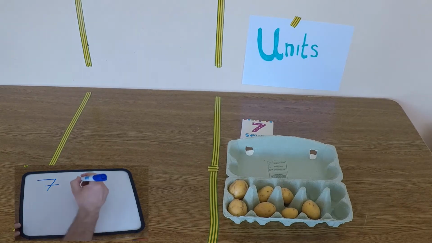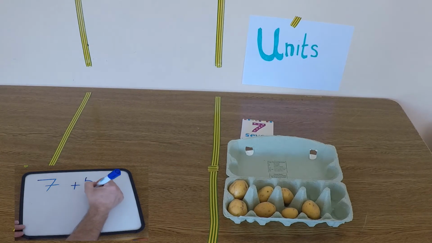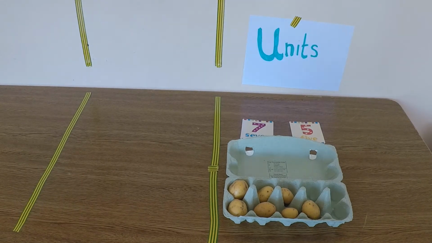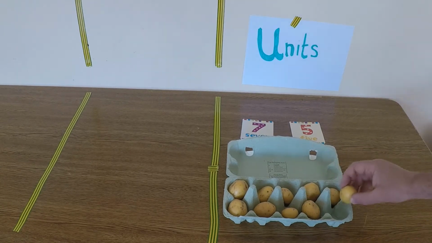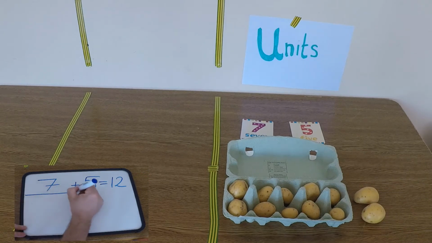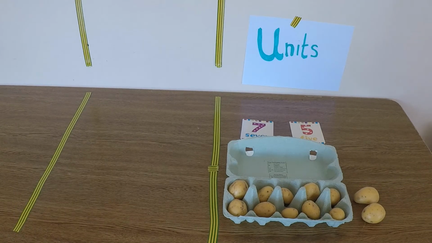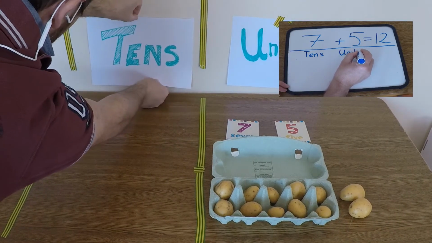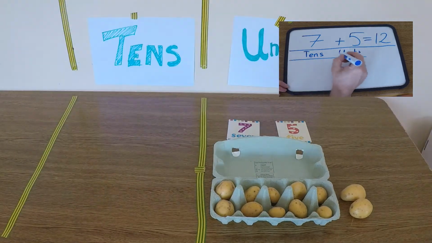And we're going to add 5. Count with me. 7, 8, 9, 10, 11, 12. So 7 plus 5 is 12. But what we have now is a full carton and 2 that won't fit in the carton. Now, this is where tens come in. Now let's start looking at the tens column.